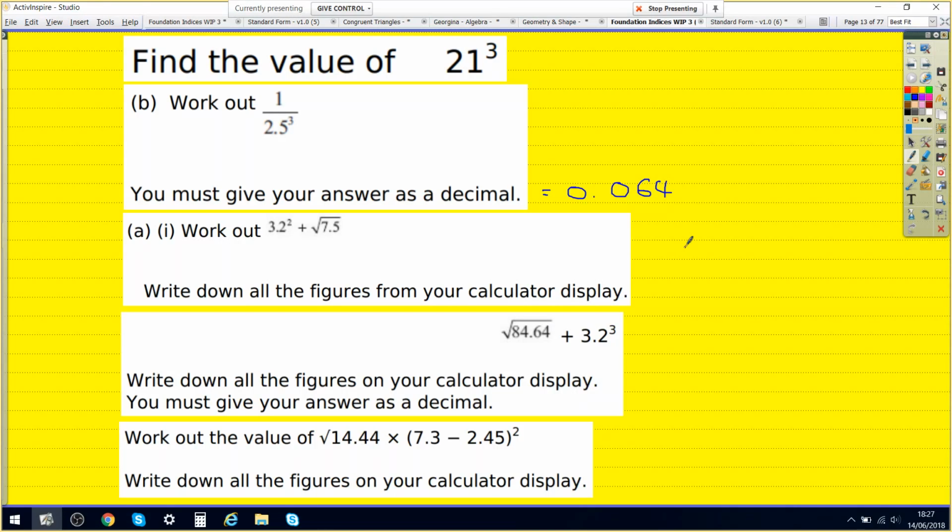12.9786. Okay, SD. Oh yeah. And try the very, let me just try 12.9786. Well done. Now try the very last one. So that's the square root of 14.44, and then times that. And you'll have to use brackets for the second part.